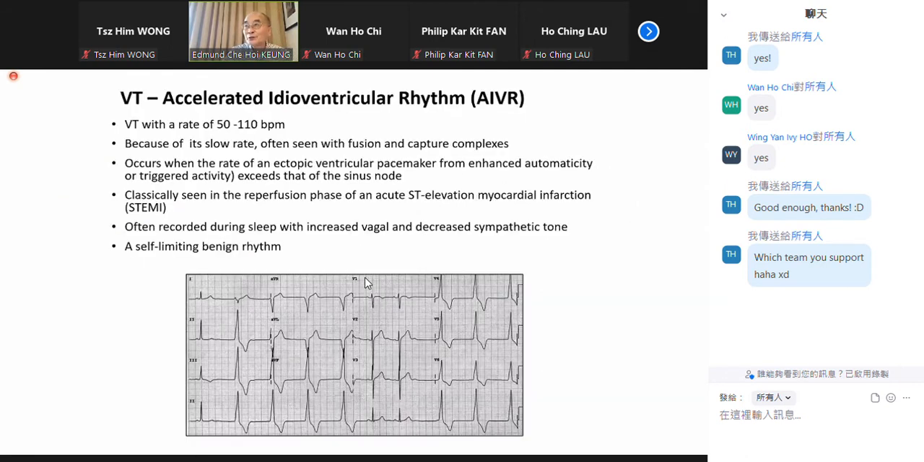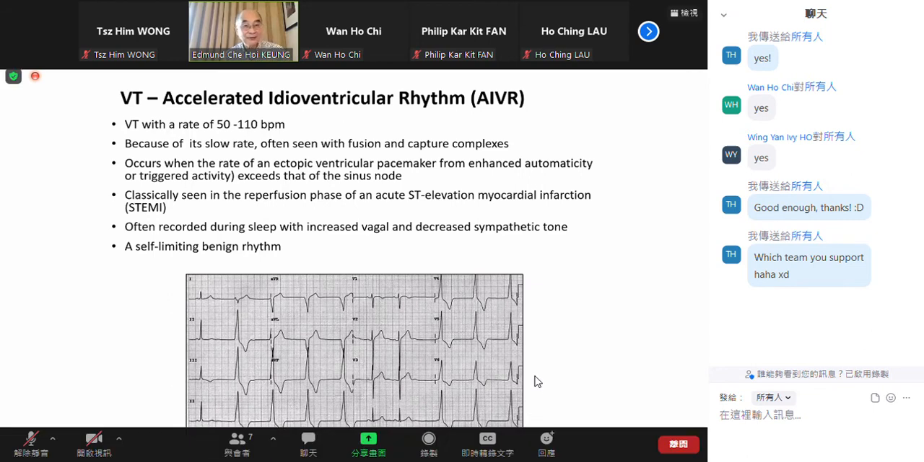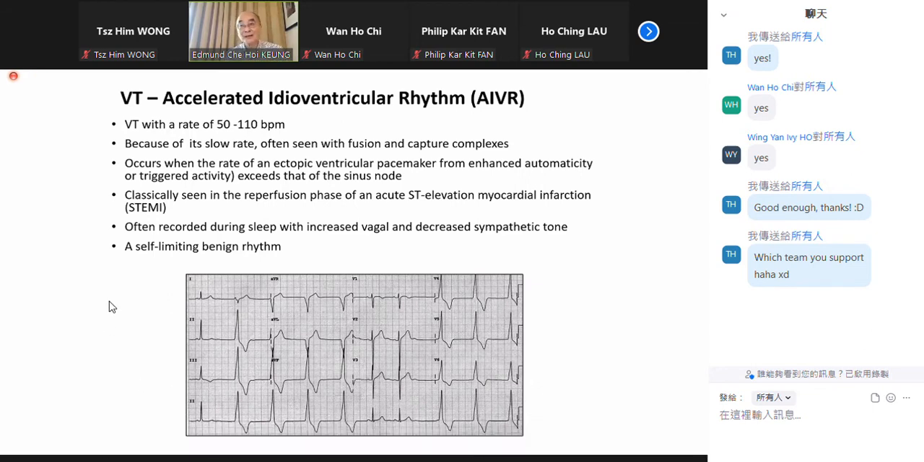Now, let's talk about another type of VT. It's called accelerated idioventricular rhythm, which we call slow VT. I know it's a paradox, but you should remember that all the criteria we saw for VT apply, but the rate is slow. It can be as slow as 50. Then you say, hey, how can you say that? It's tachycardia, right? We just said that, whatever my description.